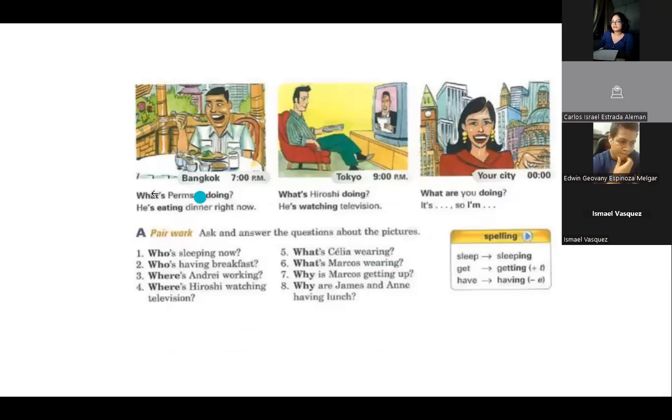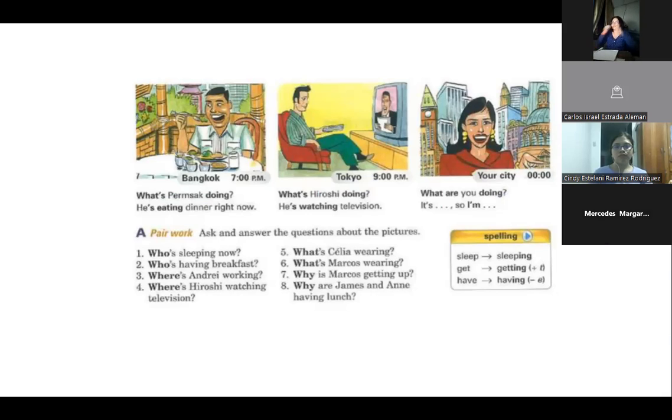Okay. So, now, let's see. Edwin, ayúdenos a leer. Help us reading esas tres. Okay. What's Permsat doing? He's eating dinner right now. Yes. What's Hiroshi doing? He's watching television. Yes. What are you doing? I am. Okay. So in this case, ese es para que lo completemos nosotros. So what are you doing? It's 7:13, so I am studying English, okay?